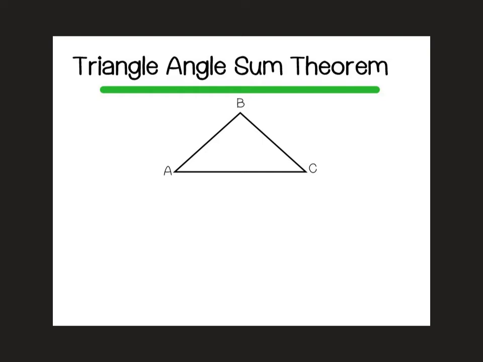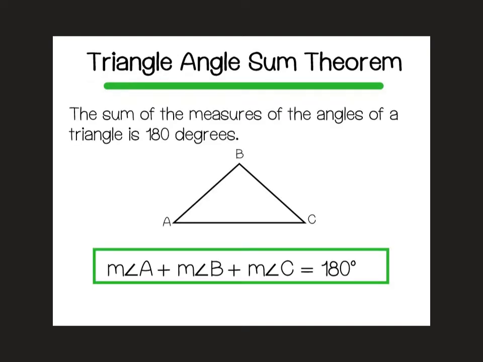In this video, you'll learn about the triangle angle sum theorem. The triangle angle sum theorem says that the sum of the measures of the angles of a triangle is 180 degrees. So using this diagram below, it says the measure of angle A plus angle B plus angle C adds up to be 180.